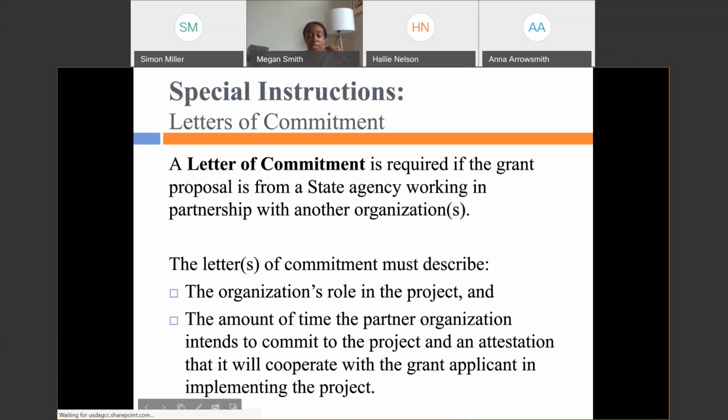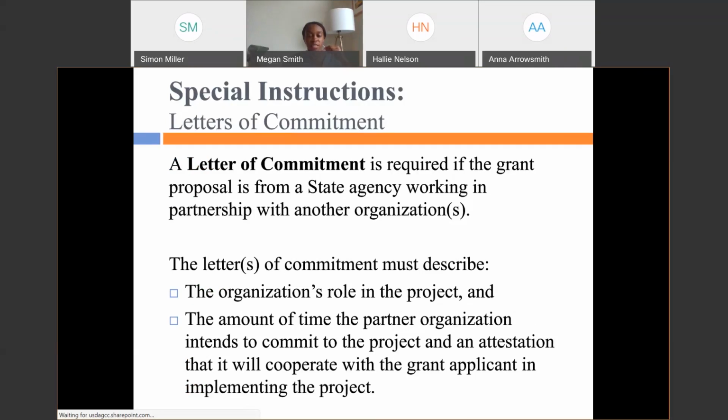A letter of commitment is required if the grant proposal is from a state agency working in partnership with another organization. The letters of commitment must describe the organization's role in the project and the amount of time the partner organization intends to commit to the project, and an attestation that it will cooperate with the grant applicant in implementing the project. Also, a quick note on letters that may be required for you to submit with the proposal.